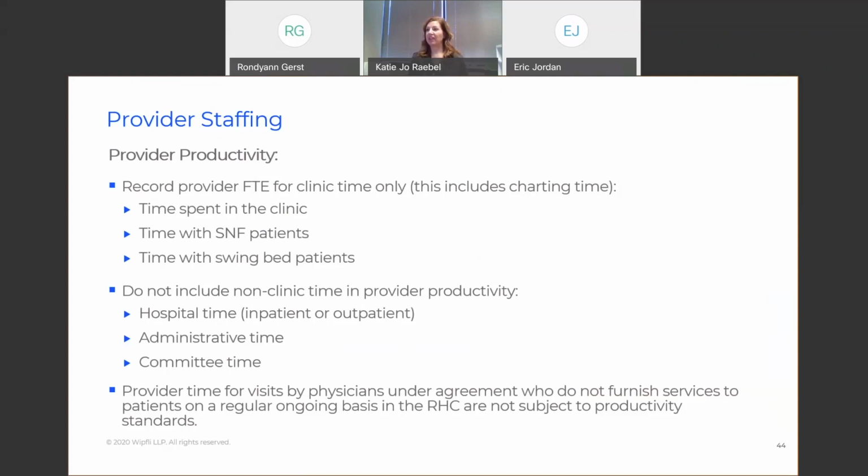The lower we can justify our FTEs, the better off we're going to be, because we're not going to have a productivity standard problem, or we may have less of a productivity standard problem if we do that.